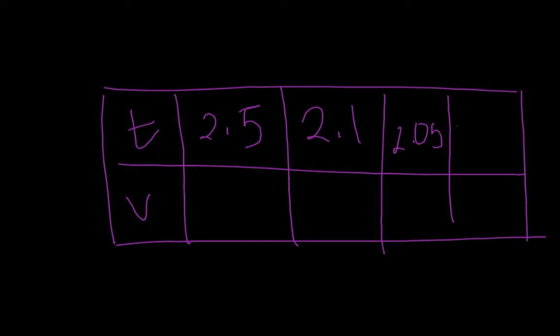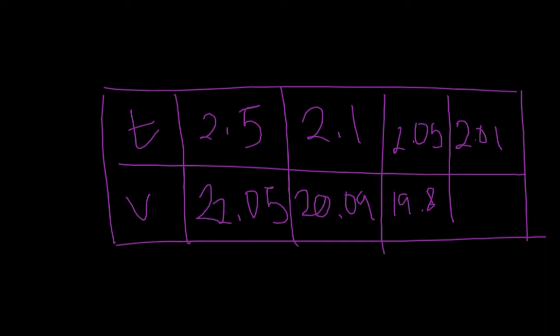Now if we approach from the right side, this is t and this is v. For 2.5 it came as 22.05, 2.1 came as 20.09, 2.05 came as 19.8, and 2.01 came as 19.641. If we approach from the left, the value is going towards 19.6.